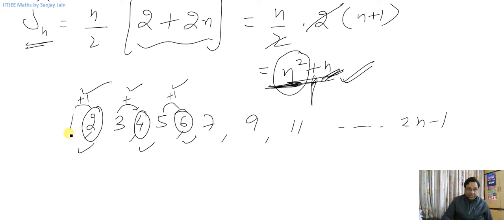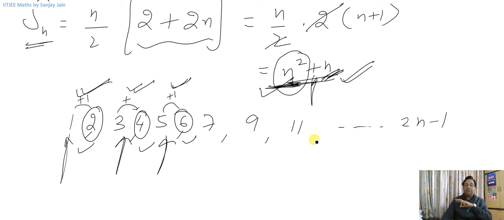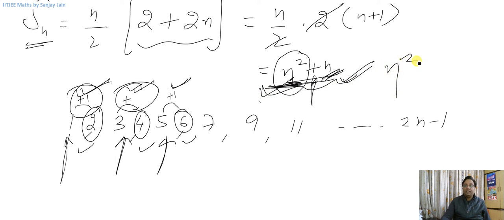What was the sum of these odd natural numbers? It was n squared. And how many ones do I have to add to obtain n even natural numbers? I have to add 1 n times, 1 plus 1 plus 1 plus 1 n times, which is nothing but n. So sum of first n even natural numbers is nothing but n squared plus n, right?